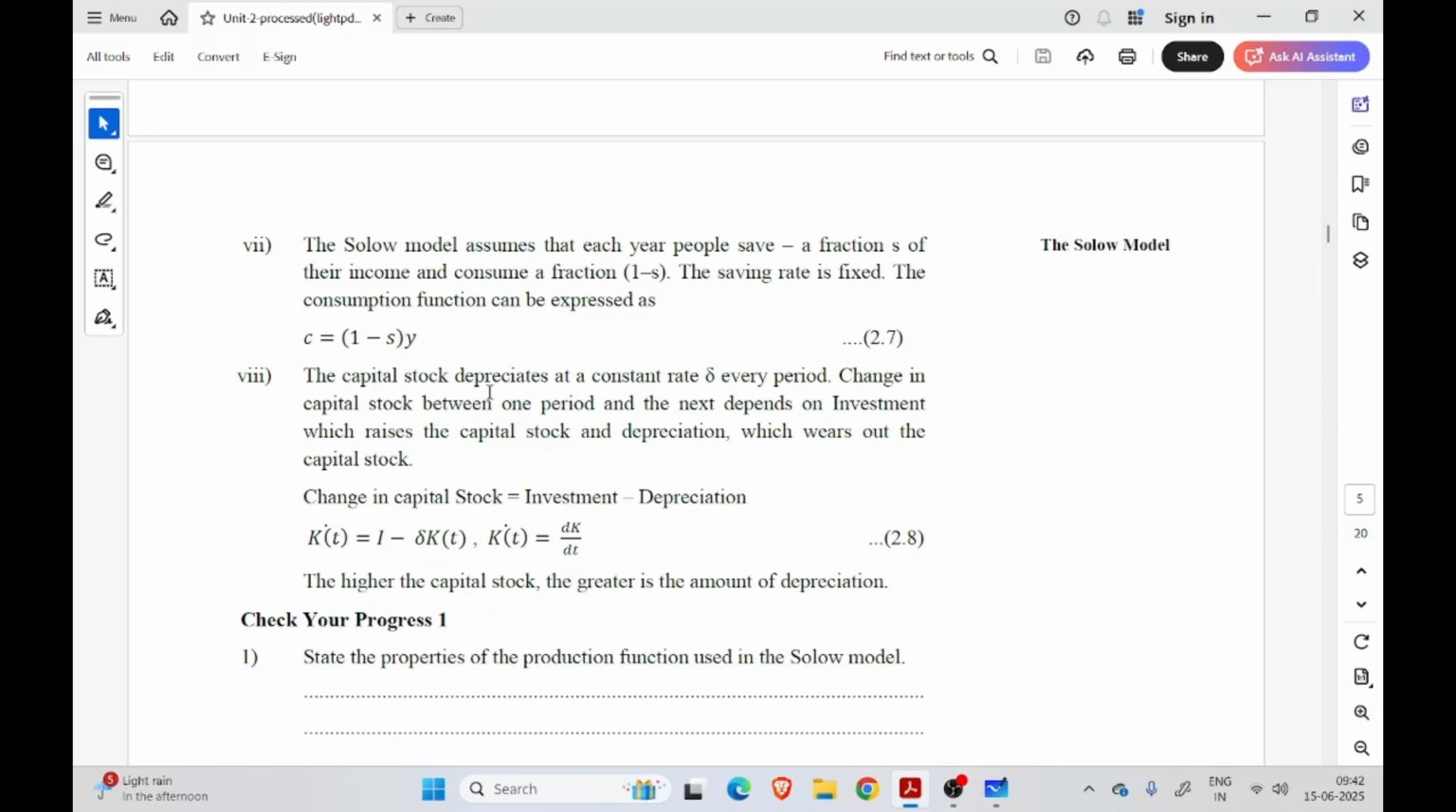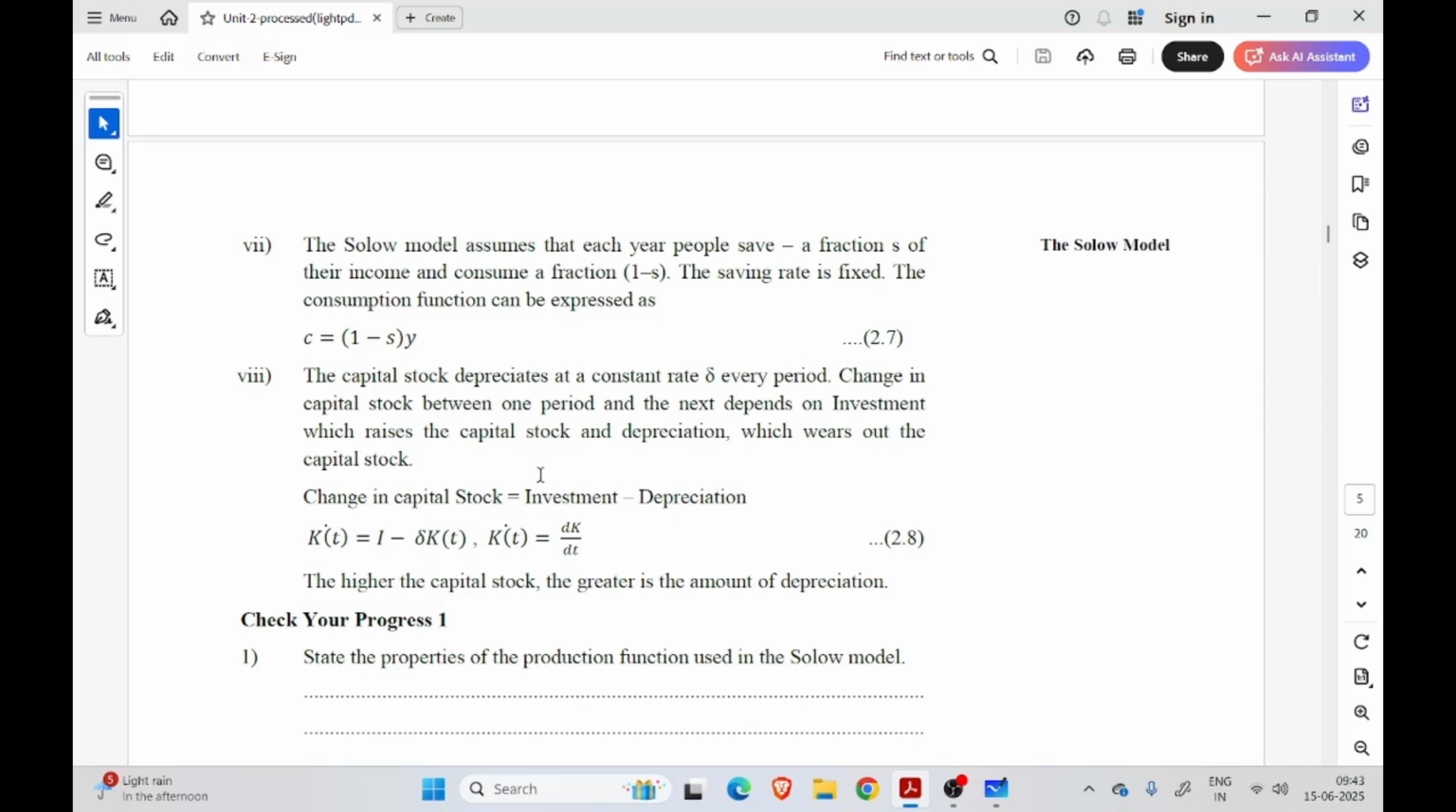We also assume that the capital stock depreciates at a constant rate of delta per period. So the change in capital stock between one period and the next depends on investment, which raises the capital stock, and depreciation, which wears out the capital stock. Therefore the change in capital stock is investment minus depreciation.